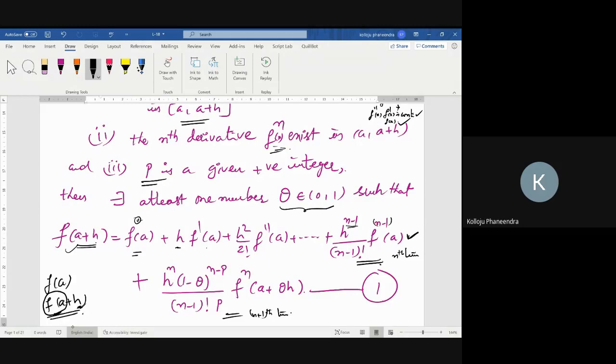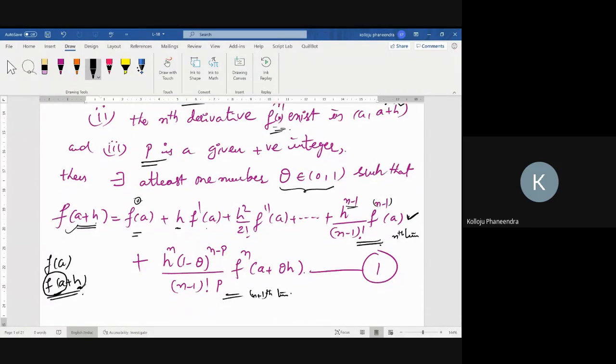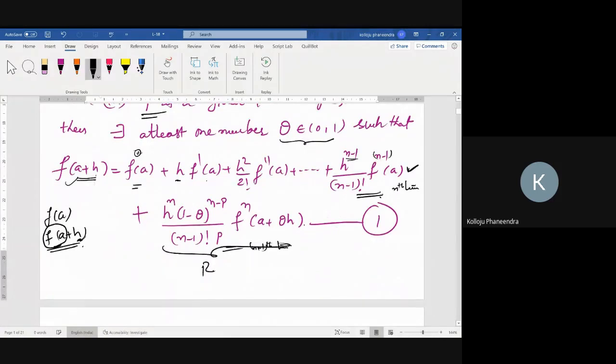the n minus 1th derivative term, that is the nth term. The n minus 1th derivative term is h to the power of n minus 1 by n minus 1 factorial, nth derivative of f at a. And this last term is called the remainder term. This n plus 1th term is called the remainder term.